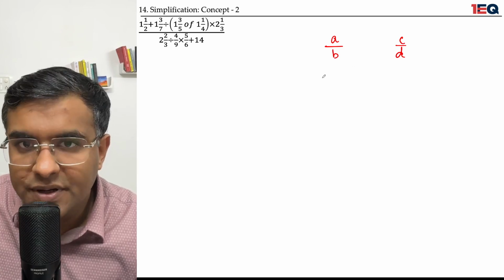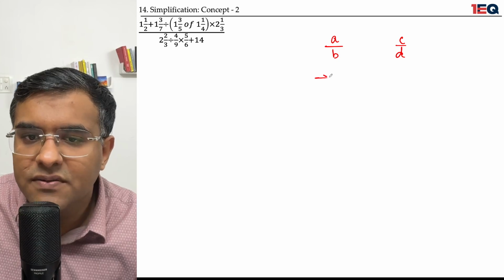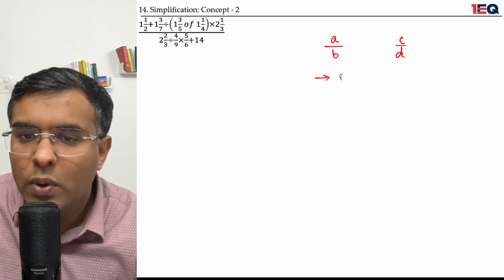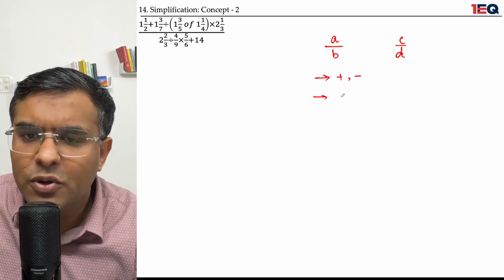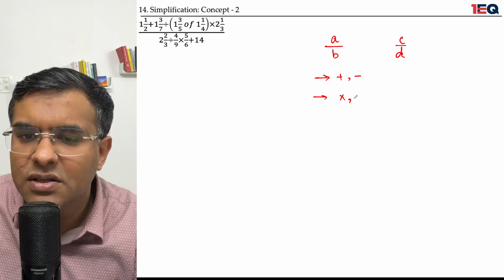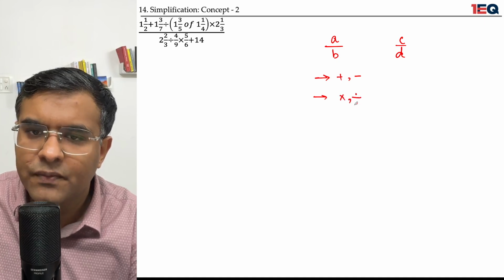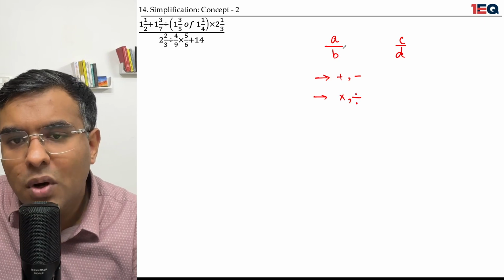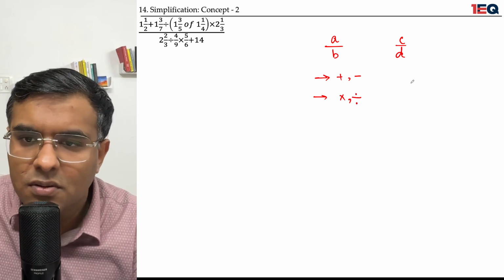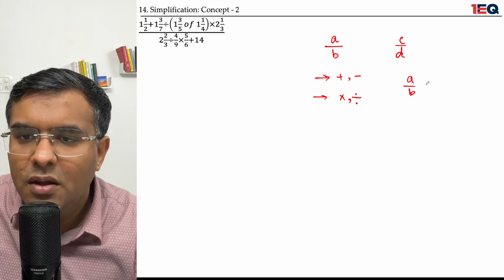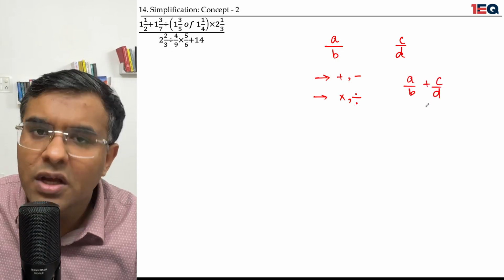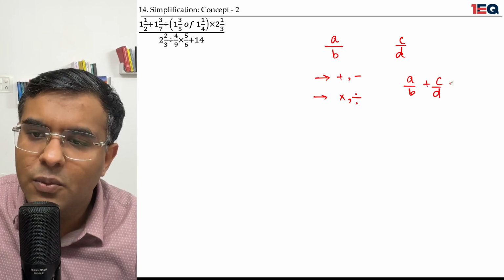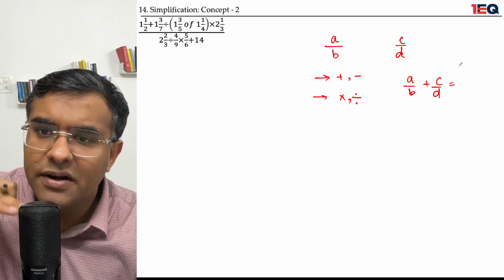There are four standard operations which you can apply on them. One is plus, the second one is minus. These two are clubbed together, and the third operation is multiplication, and the fourth operation is division. Whenever you are supposed to have a plus operation between a by b and c by d, at that moment you need to have the denominators to be common. Okay, you need to have a single denominator. When I say denominator, everything that is under the bridge.